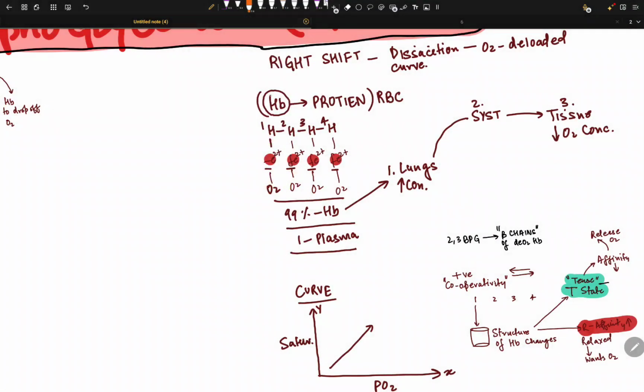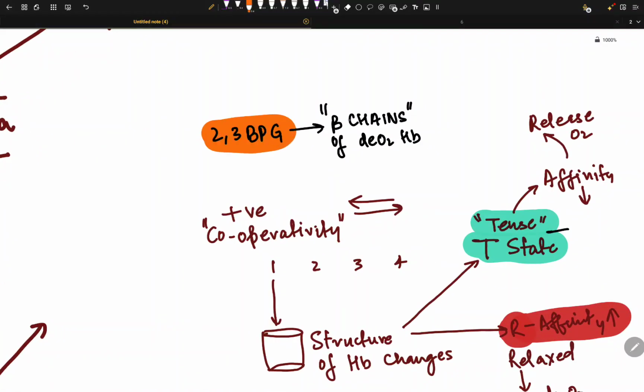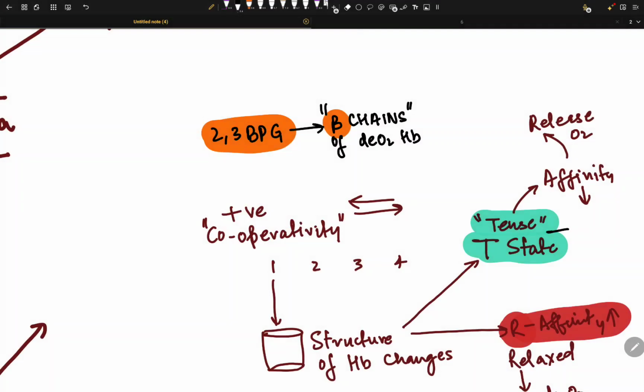So let's come back to the main topic, right? The main topic is what happens when 2,3-BPG binds with the beta chains. And note that if you have thalassemia, you won't be able to see that binding. That's going to be a big problem for you guys. Okay, so what happens after binding?